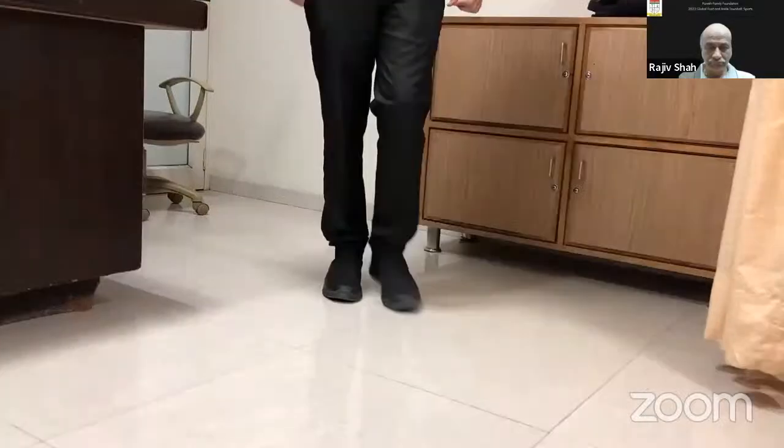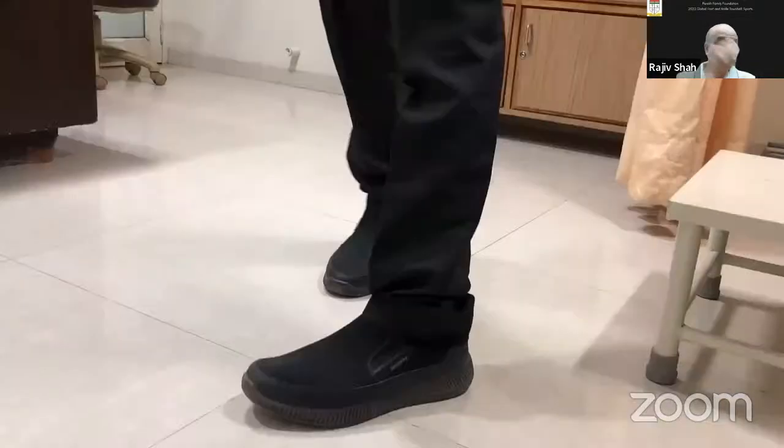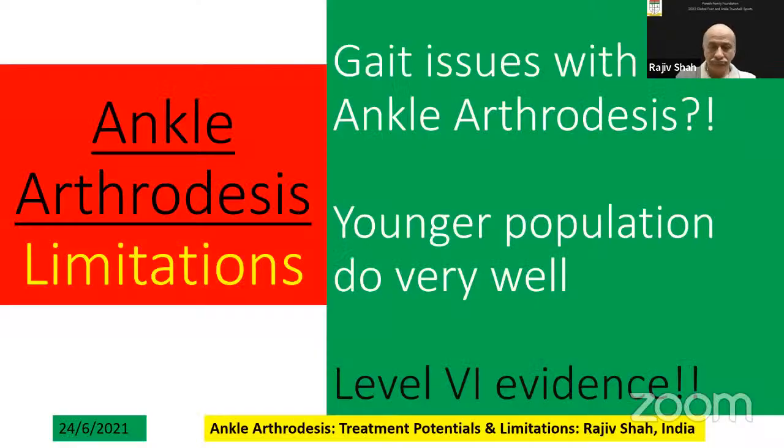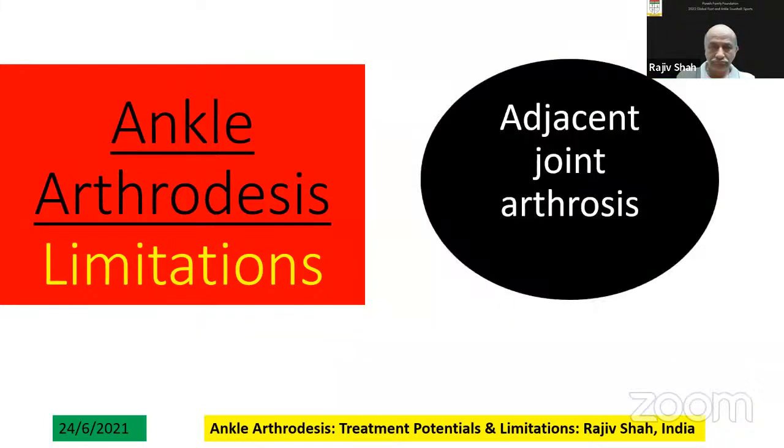But look at the gait of this young man at the end of 4 years after ankle fusion. Though he has some compensation in his shoe for his shortening, it hardly is evident whether he has been arthrodized, and if at all he has been arthrodized, which side of the ankle is arthrodized. So my level 5 evidence says that the younger population does very well with ankle arthrodesis.